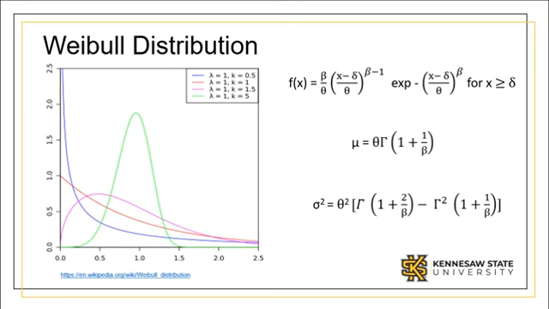The scale parameter determines the range of the distribution. The scale parameter is also known as the characteristic life if the location parameter is equal to 0. 63.2% of all values fall below the characteristic life, regardless of the value of the shape parameter. The mean and variance of the Weibull distribution are defined here in terms of the shape and scale parameters. Note that the gamma function is also deployed in these calculations.